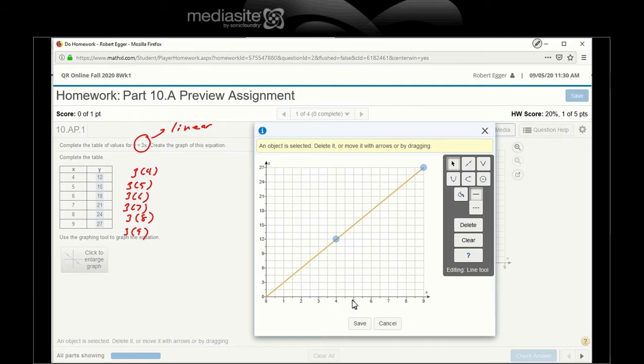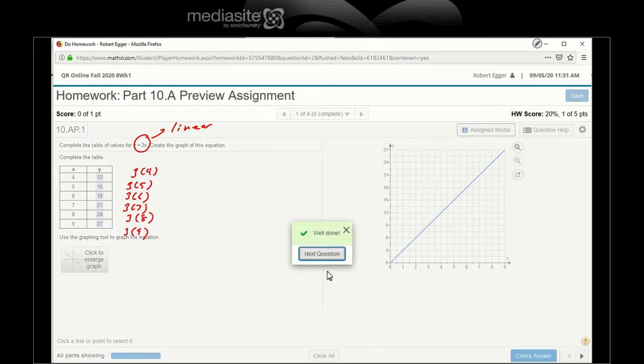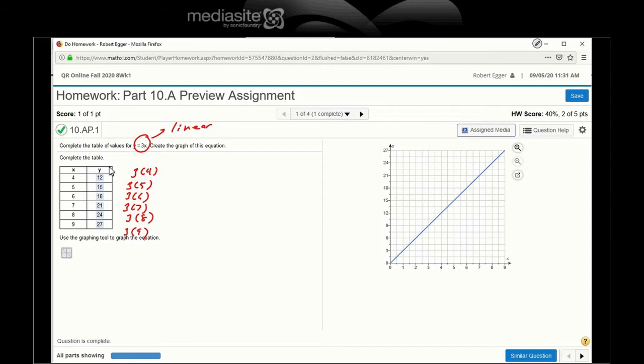Okay. So let's look at x equals 6. Go up there. Oh, yep, that's 18. 8 is 24, so it tracks. Okay, check answer. We got it. 1 of 4. Okay. Next question. So straight line. Apply the create x and y points. Use 2 of them to make my curve.